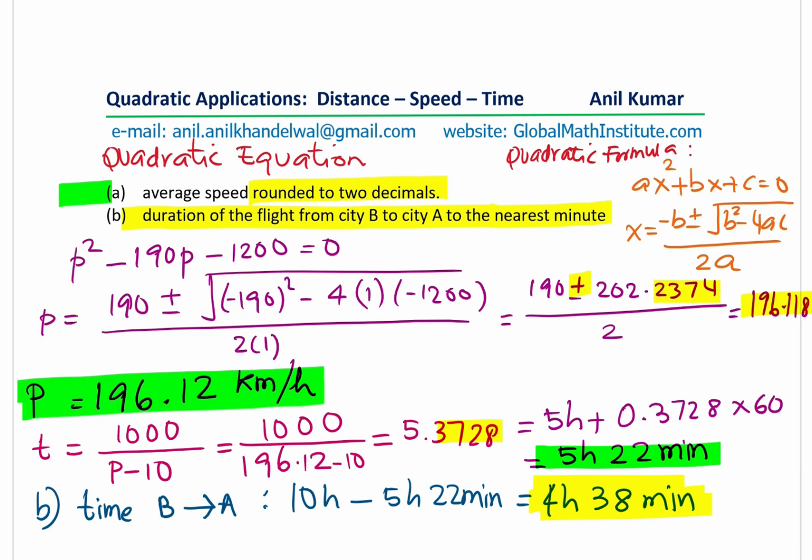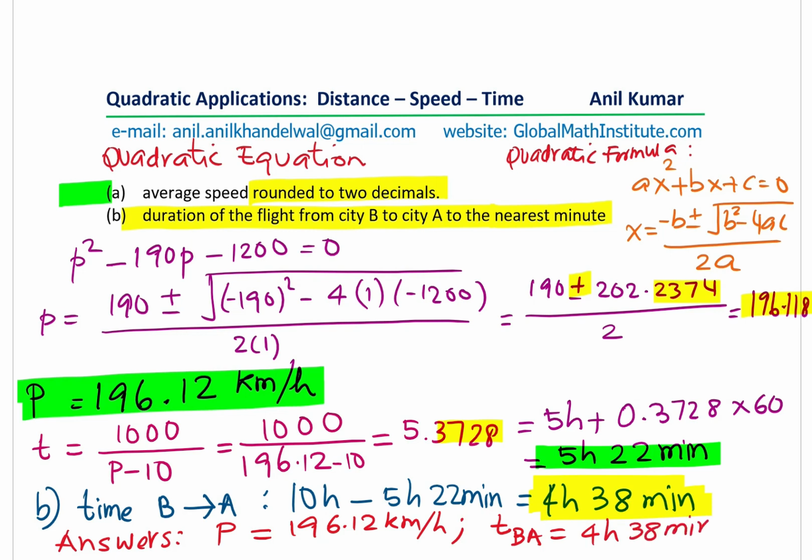So we have both the answers here. So let me write down the answers now. Average speed of the plane is, to 2 decimal places, 196.12 kilometers per hour, and the second time, from B to A, is 4 hours and 38 minutes. Is that clear to you? So that is how we are going to solve this particular question.